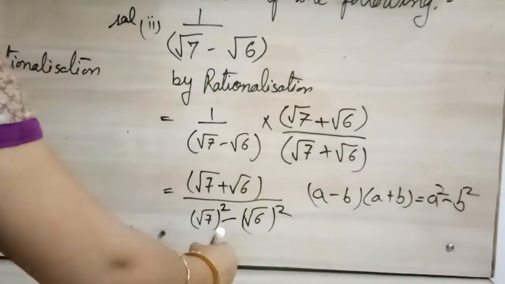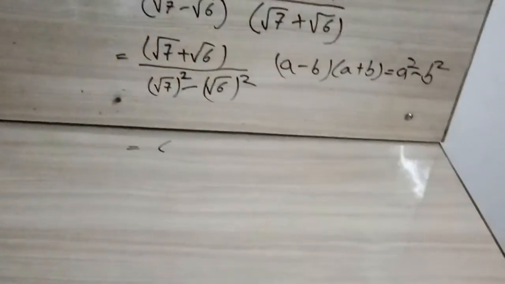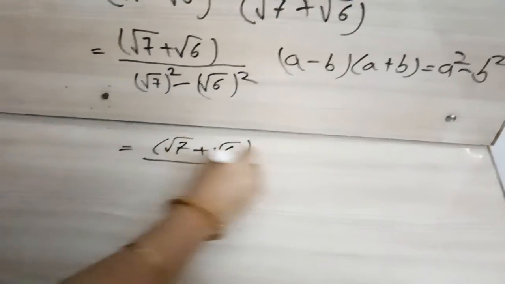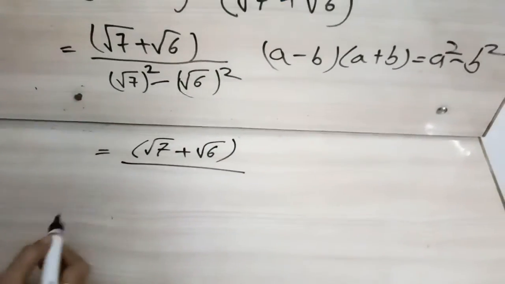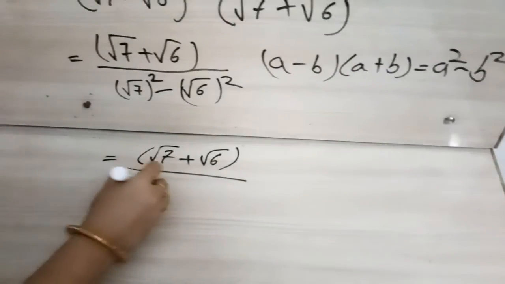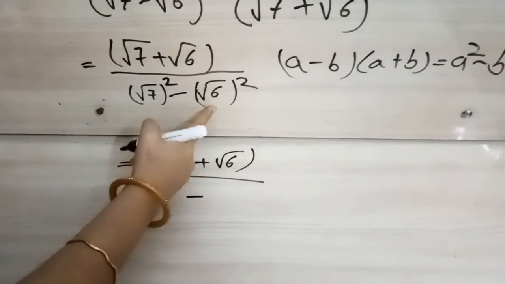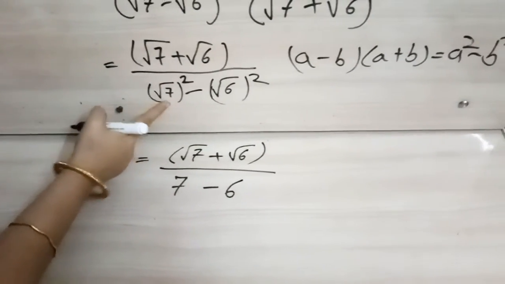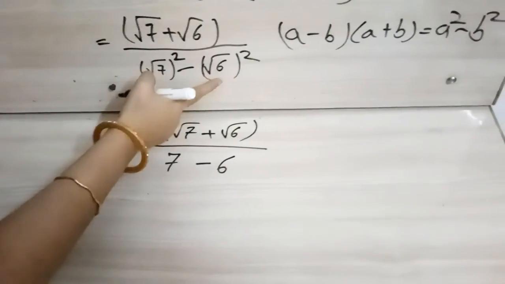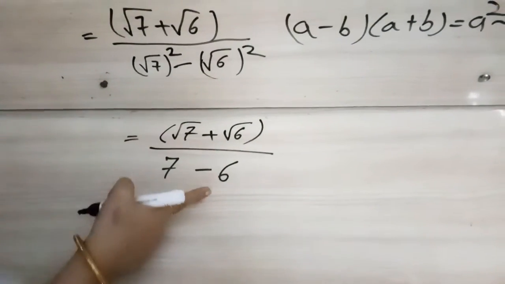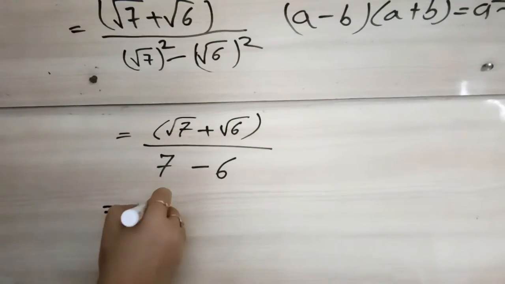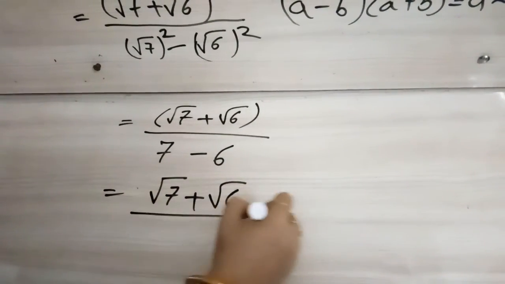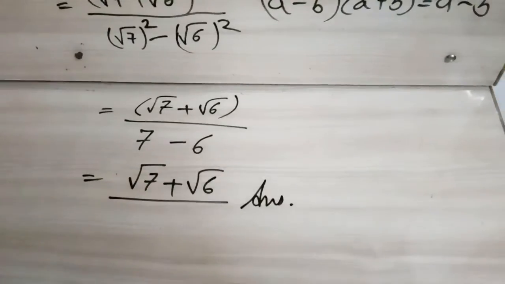Now what will happen? The numerator will come as it is. So what numerator will come? Root 7 plus root 6 upon a square minus b square. So 7 square, what is 7 square? It is 7, minus root 6 square will be 6. Here 7 square means root 7 square. So root 7 into root 7 will be 7 and root 6 into root 6 will be 6. So obviously 1 will be there, so no need to write 1. So it will come root 7 plus root 6. And this is our answer. Okay.